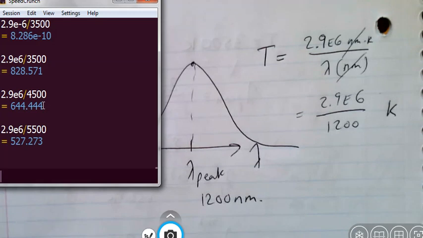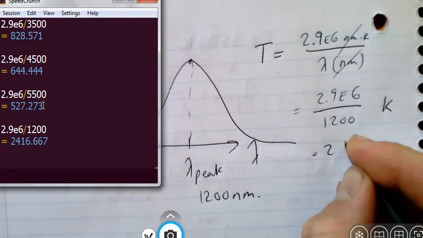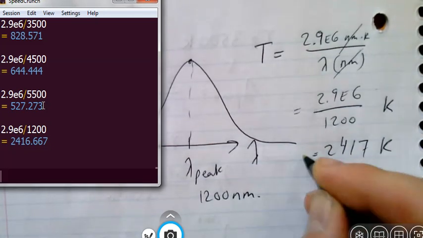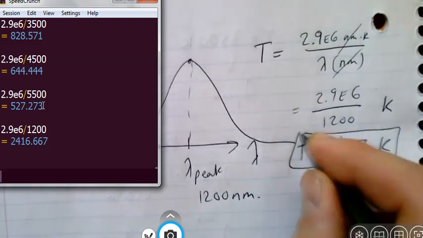Let's go ahead and calculate that. So 2.9 times 10 to the 6 divided by 1200 is 2416, or 2417 Kelvin, which is my estimated temperature of the filament.